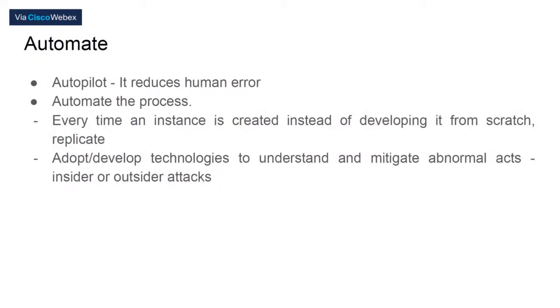Automating the task is also an important aspect in this case. If you keep the autopilot mode, it will reduce human error, and then we can automate the process. Automating helps every time an instance is created, for example an operating system, like creating a Linux or a Windows. When you develop it from scratch, there are chances that you may forget to add some security requirements. So it is always better to replicate it instead of developing from scratch, and also adopt and develop technologies to understand and mitigate abnormal acts, whether insider or outsider attacks.